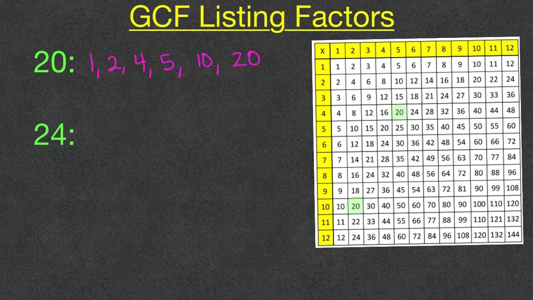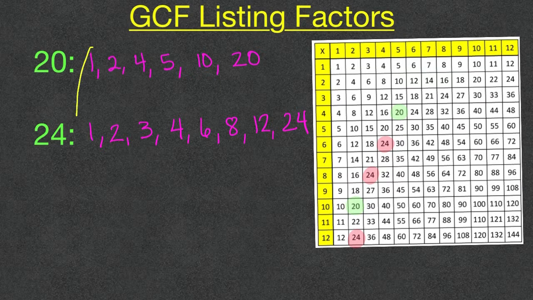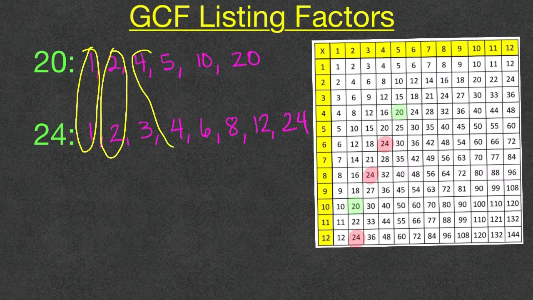And then we're going to do the same thing for 24. Again, you can see in the multiplication chart that we have 2 times 12 gives us 24, and 3 times 8 gives us 24, and then 4 times 6 gives us 24. Now let's write them. Now let's circle the factors on both. You have a 1, you have a 2, there is a 4, and that's it. So the greatest common factor for this one is 4.